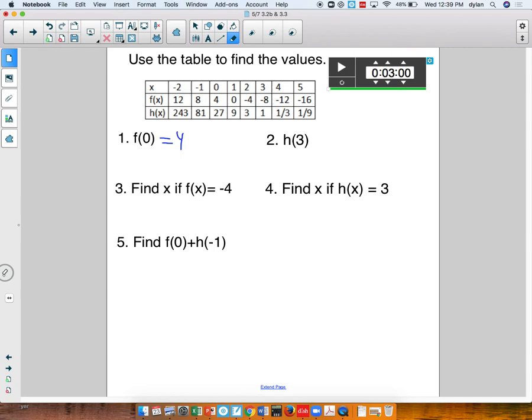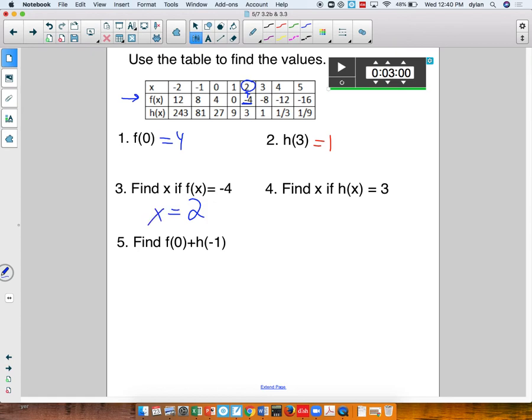Similarly, if I wanted to know h of 3, I would look at the h function. I would look when x is 3, and I would know that h of 3 equals 1. Now, for number 3 here, find x if f of x equals negative 4. I'm going to look at f of x, but this time, I want to know x when f of x equals negative 4. So I'm going to find the f of x equals negative 4 spot, and then go up to x to find that my answer here is 2.